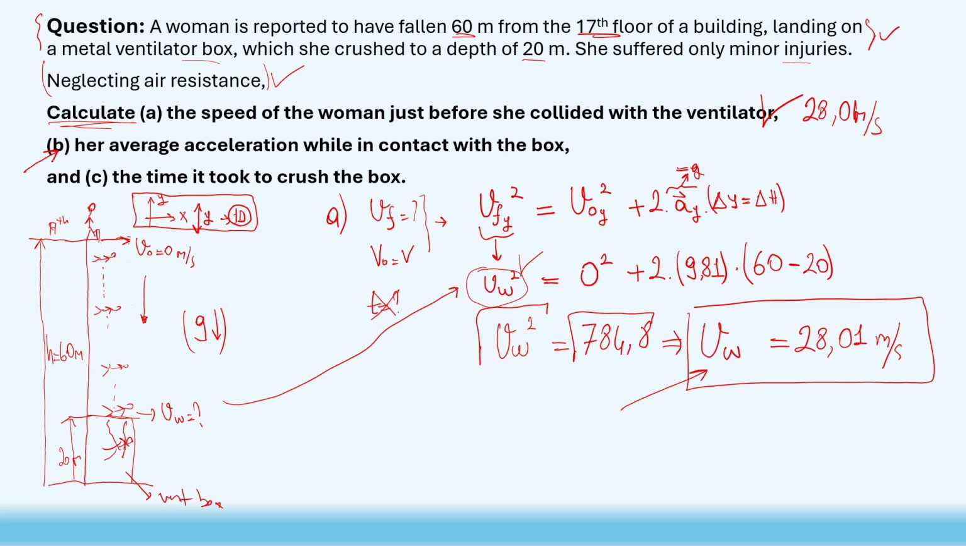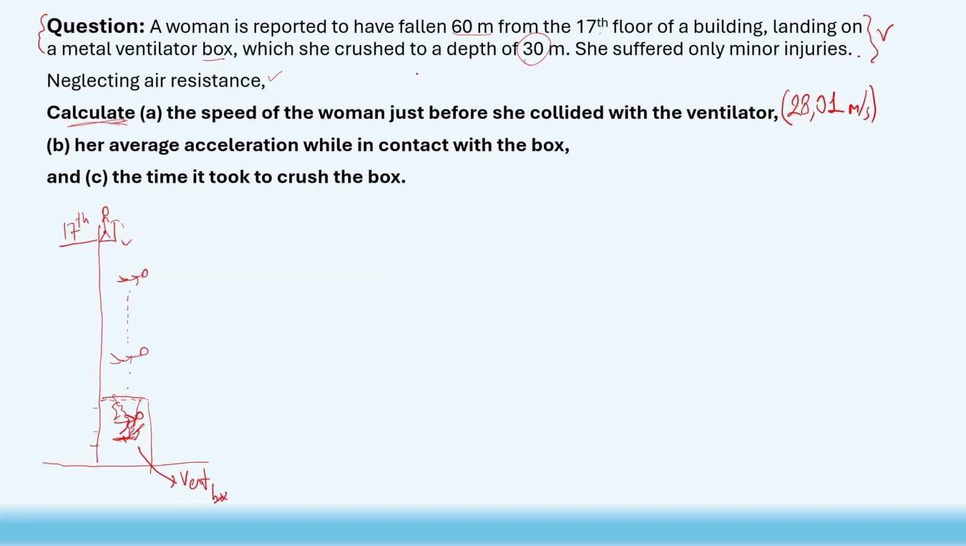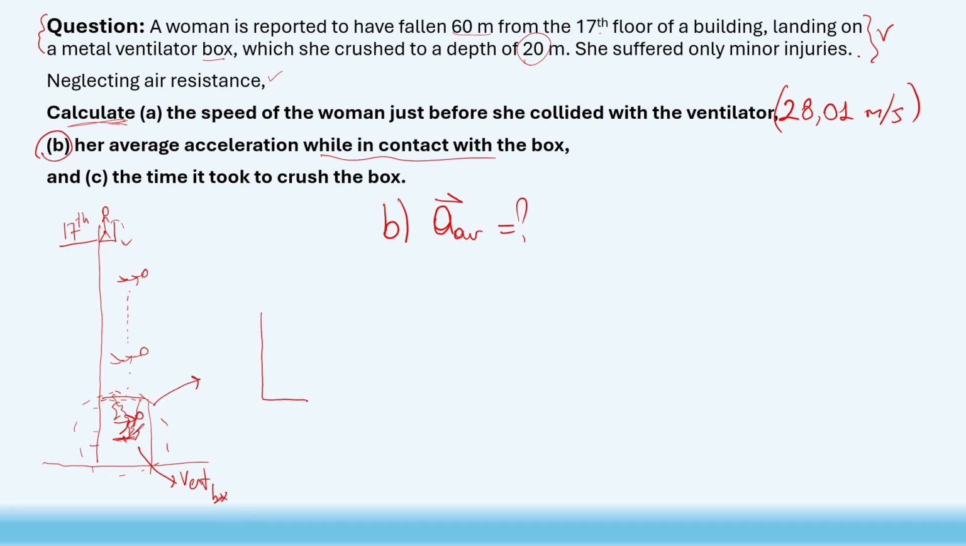Let's move on to the second question about the incident without delay. The second question is as follows. Her average acceleration while in contact with the box. Before continuing, we are clearing our page. Here we are asked for the average acceleration value affecting the woman during the collision. Since the acceleration during the collision is being asked here, we should focus on the ventilator box and the collision. I can describe the situation as follows.